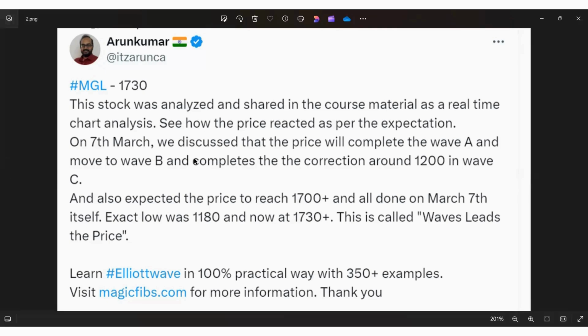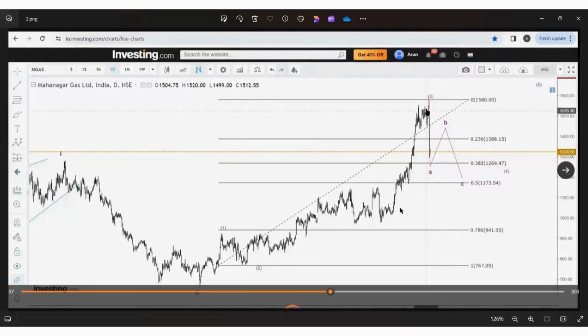See, on 7th March, we discussed that price will complete the wave A and move to wave B. This is the chart. When the price was trading around here, we expected the price to end the wave A and to move to wave B and C to come here, approximately 1,200 levels. This is what we expected in March itself.